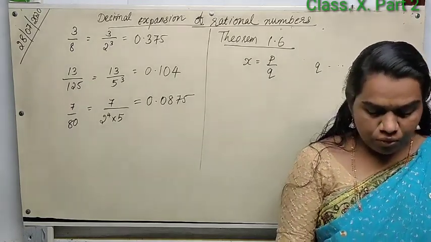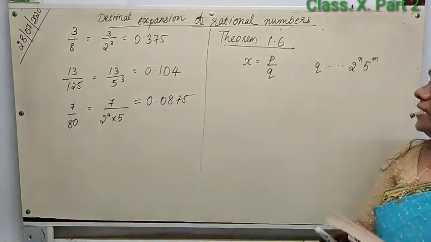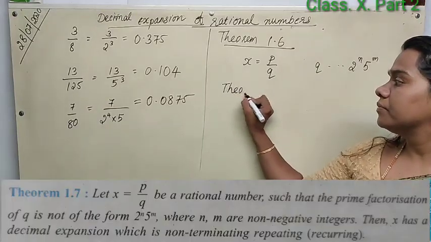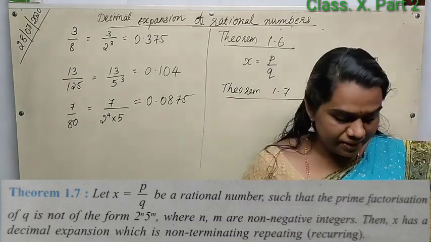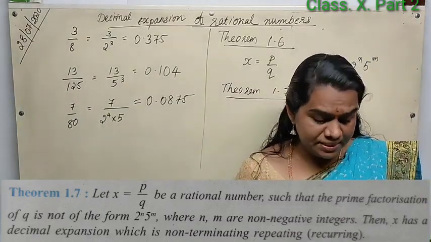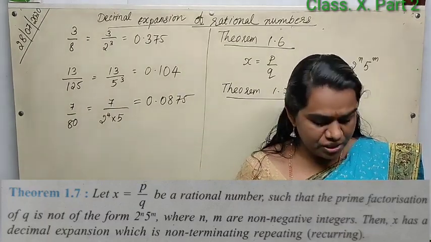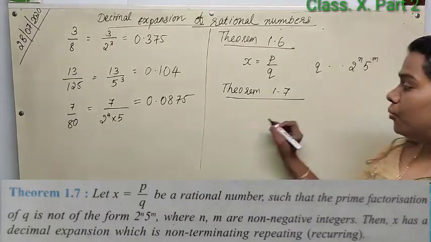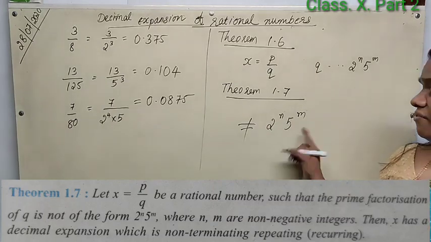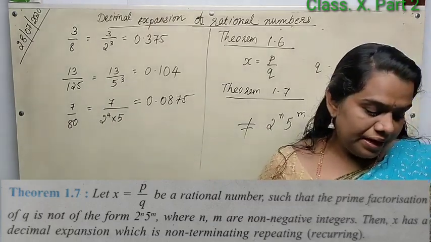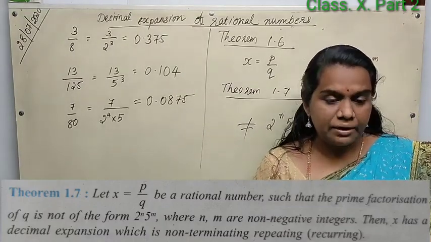Now we move to the last theorem, theorem 1.7. Theorem 1.7 is like this: let x equal p by q be a rational number such that the prime factorization of q is not of the form 2 raised to n, 5 raised to m. Then x has a decimal expansion which is non-terminating, repeating.